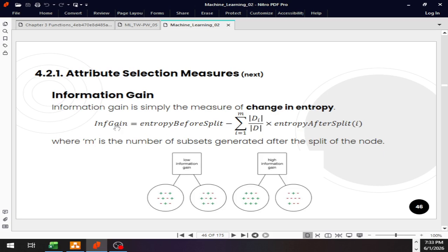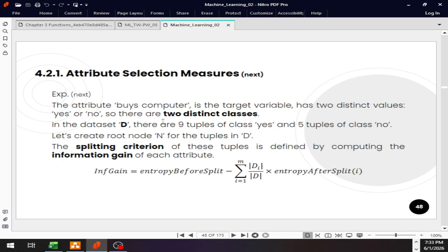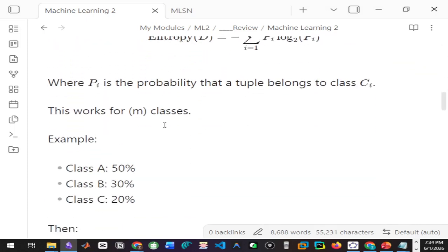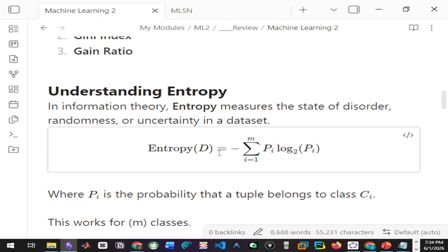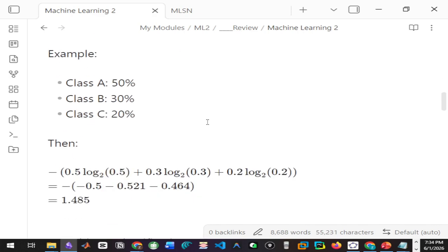So we can write this formula by saying entropy, this is the root, and this is the entropy of a specific attribute, say age or income or whatsoever. So in this example we are going to try to compute the information gain. This is just extra explanation of what we are doing here.